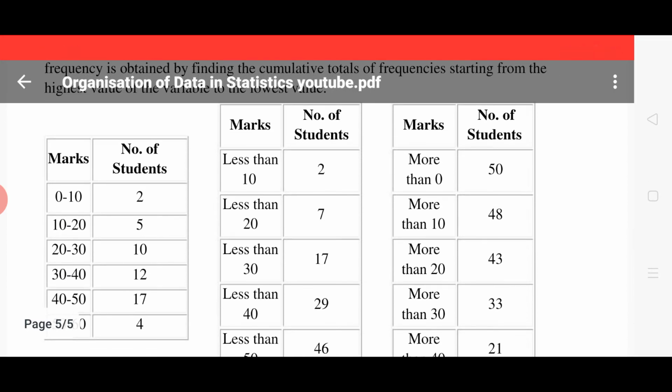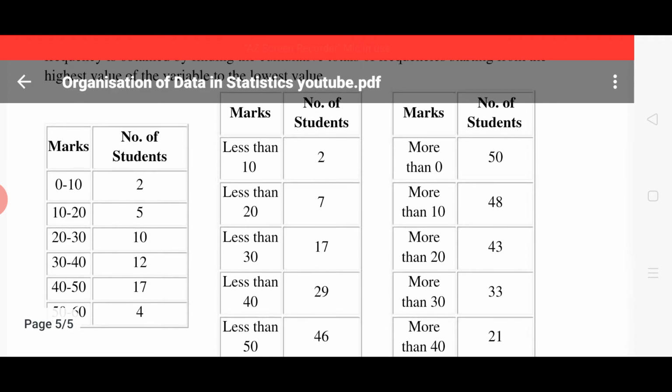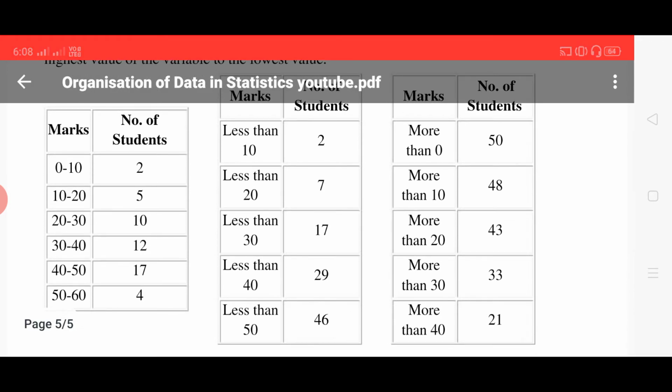Here we can check it. Suppose 0 to 10. Here you can watch it properly. Marks are given 0 to 10, 10 to 20, and in this way up to 50 to 60. Number of students: 2, 5, 10, 12, 17, and 4. Now less than 10, only 2 are there. Less than 20, 5 plus 2, we take it as CF, then 7. Less than 30, 7 plus 10, 17. Basically here we are doing cumulative frequency.